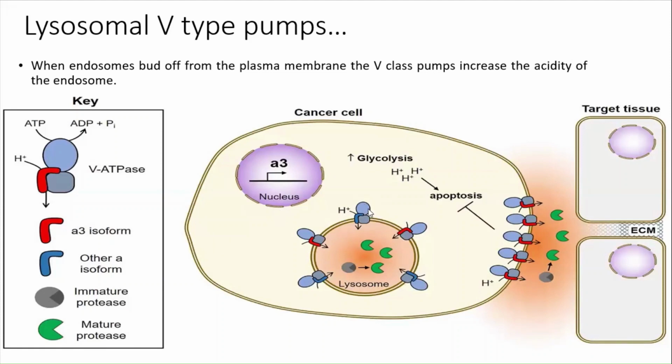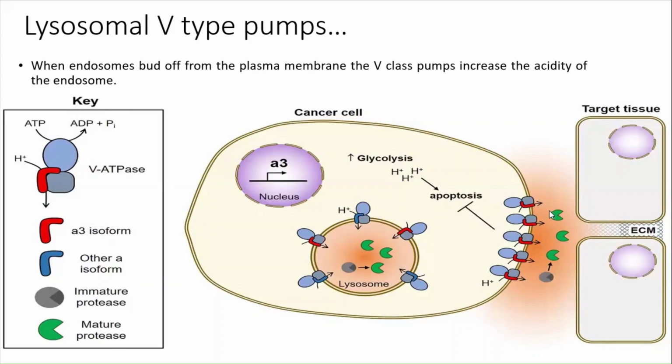See, if you look at the structure, the blue ones are the V class pump. Here we are talking about the H plus pump. So when you increase the H plus concentration inside the lysosome, the pH is decreasing, correct? And that decrease in pH is activating your proteases. So from immature, the green ones are the matured ones. So this is getting activated. Once these are activated, they are exocytosed out. Here they have transferred them.